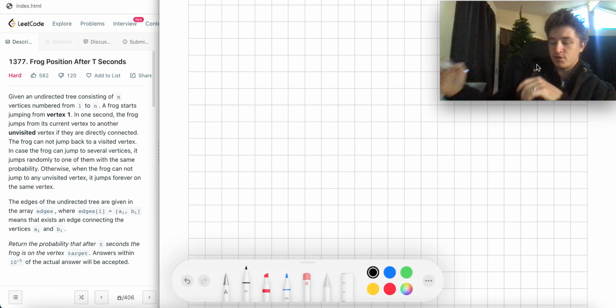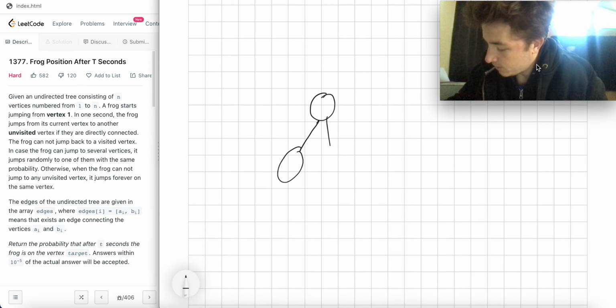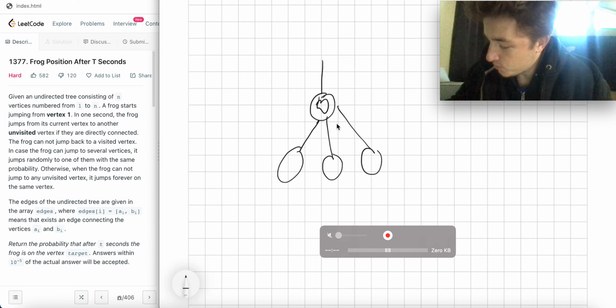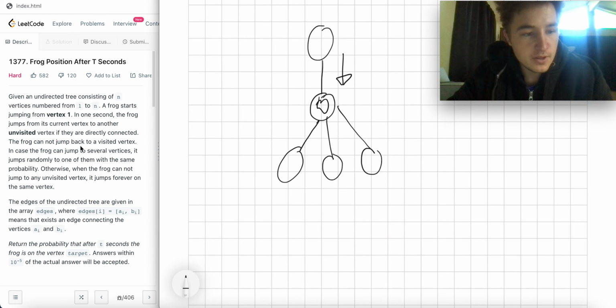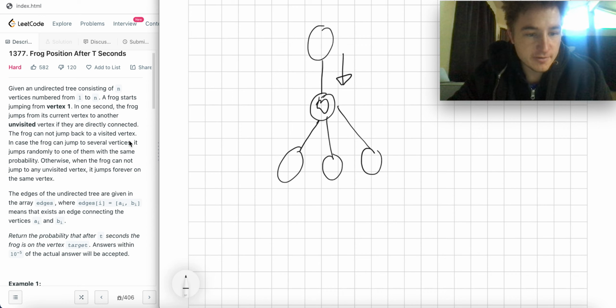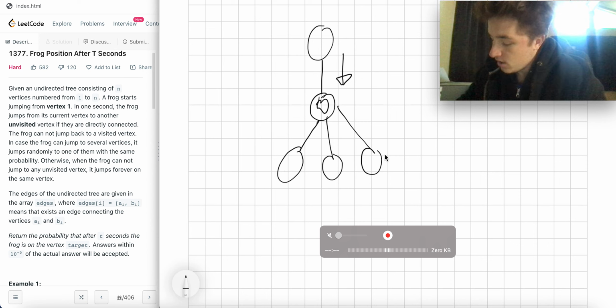So a frog's in one vertex, and it jumps to an unvisited one. If the frog is here, assume that the frog came this direction. It'll jump to one of these 3 vertices. Since its parent is here, it won't consider this vertex. It won't jump back to a visited vertex. In case the frog can jump to several vertices, it'll jump randomly to one of them with the same probability. Since this frog came this direction, it won't travel here. With equal probability, it'll travel to one of these 3 bottom vertices.